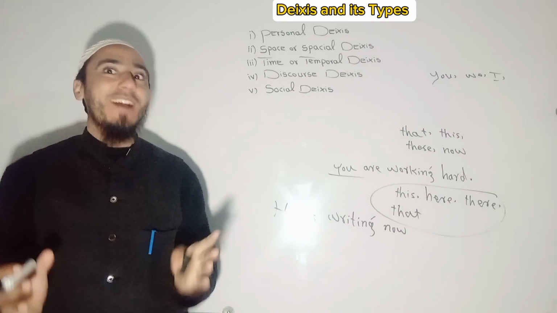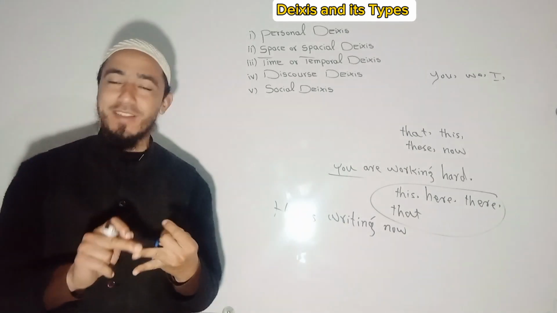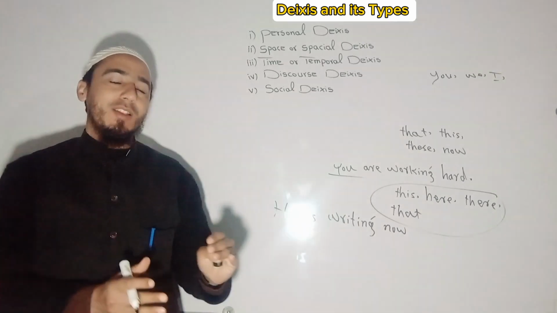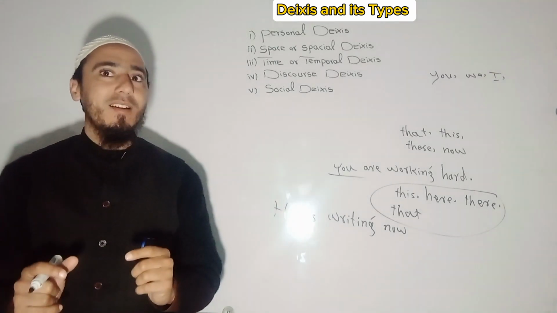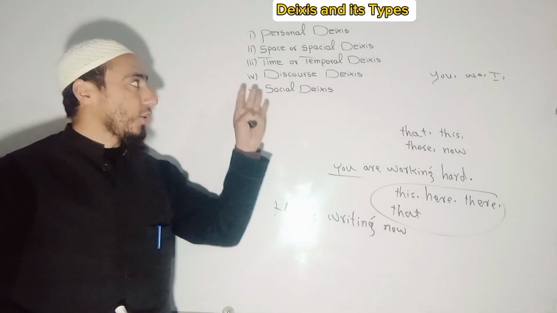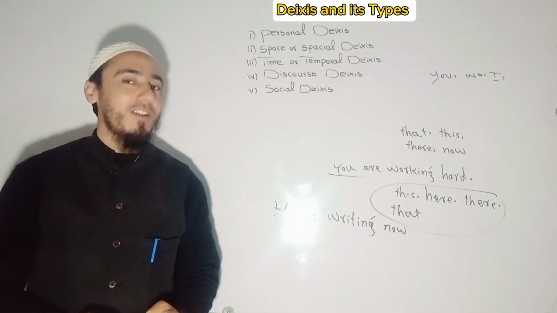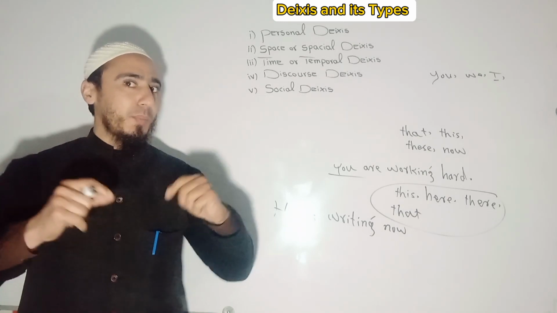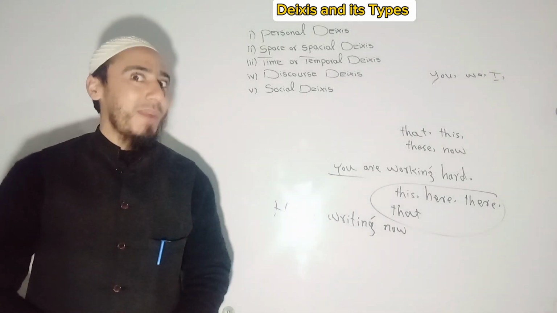What is discourse deixis? Discourse deixis refers to any expression or linguistic form that points to the previous or the forthcoming segment of discourse. I'm repeating. Discourse deixis refers to any expression or linguistic form that points or indicates the previous or the forthcoming segment of discourse.